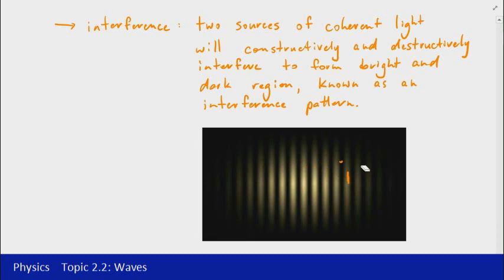You can think of the bright regions as being anti-nodal lines, so a large amplitude, and the dark regions as being nodal lines, where the destructive interference occurs. As I said, we'll have a little bit of a look at that in class to explain how we get that interference pattern and why it is that constructive and destructive interference results in that sort of pattern.